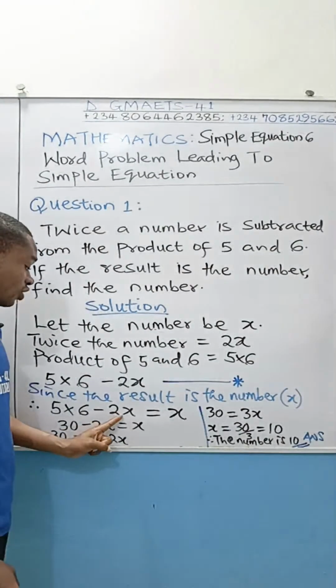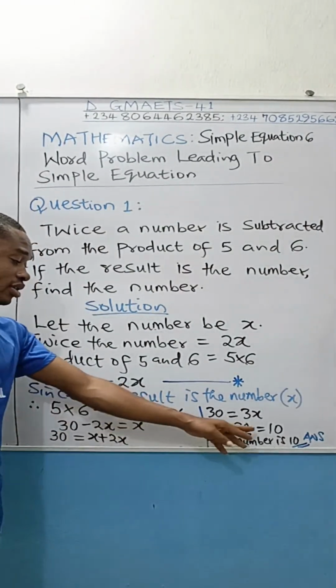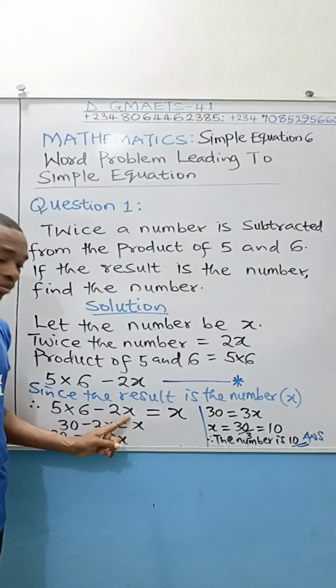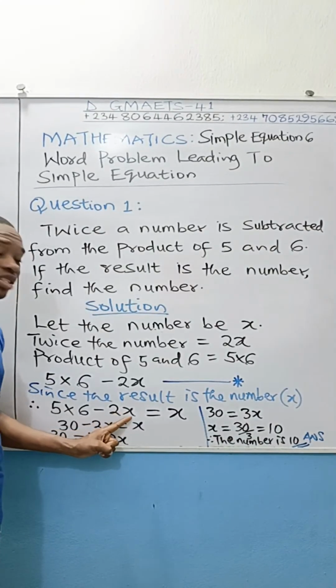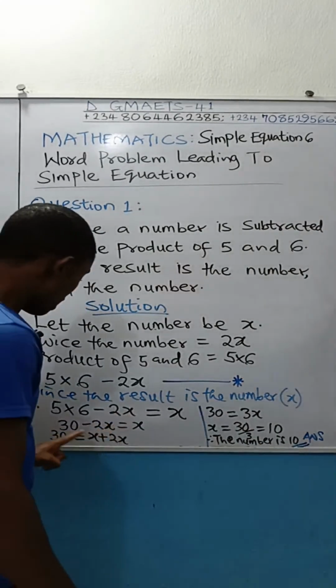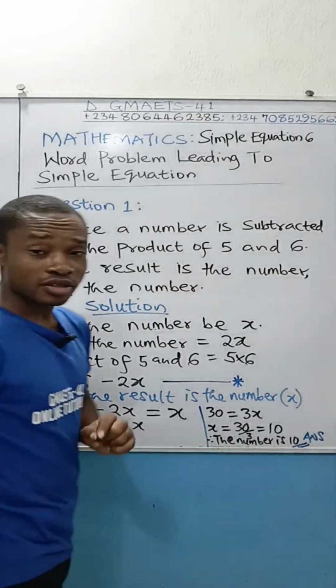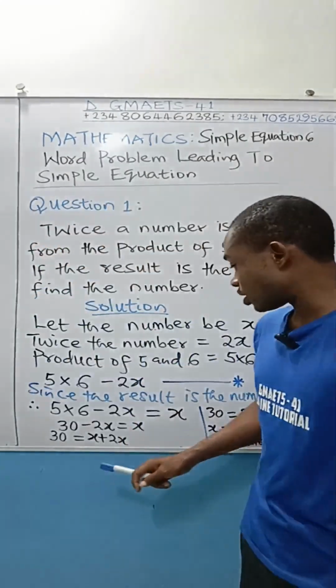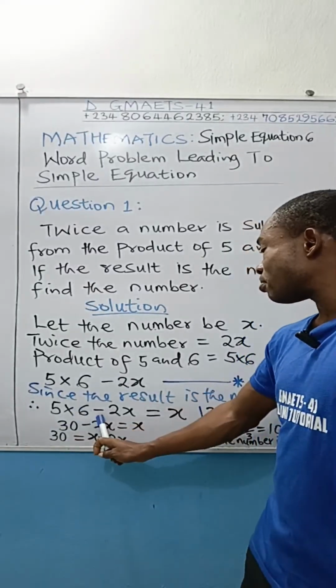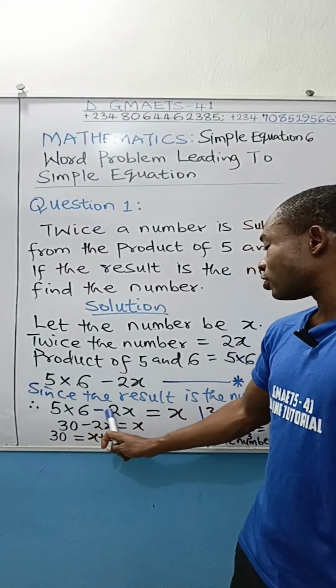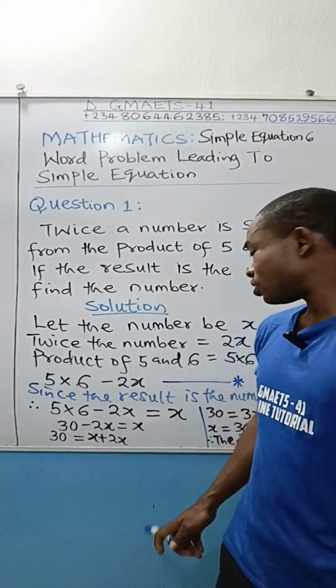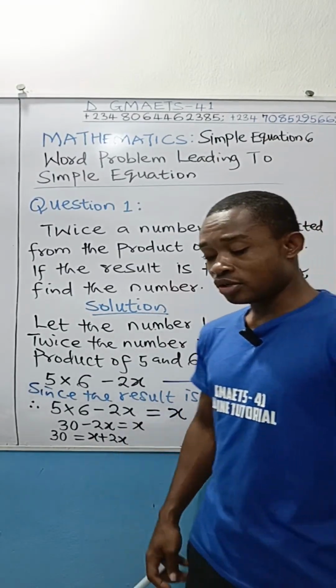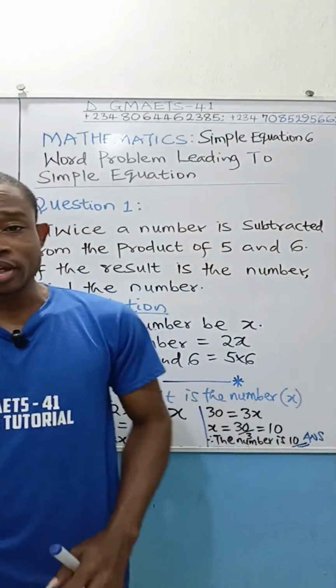If you come over to this equation here, anywhere you see x, fix 10. If I fix 10 here, this is 2 times 10, which will give me 20. And then 5 times 6 is 30. So you get 30 minus 20. 30 minus 20 will give you 10. And that 10 is what you have on the right-hand side. So the equation will balance.